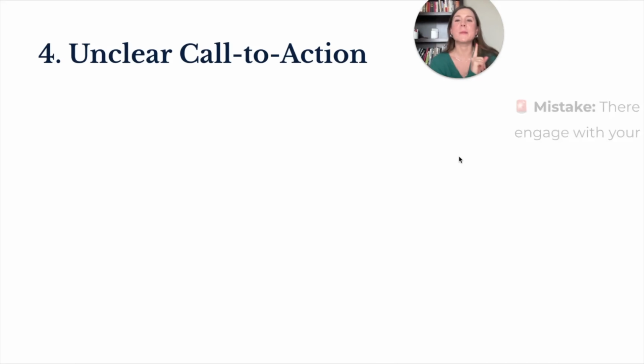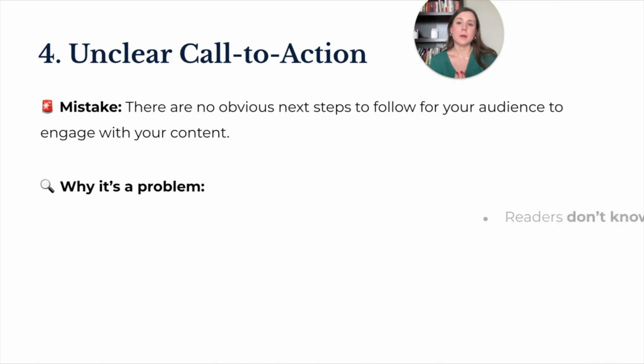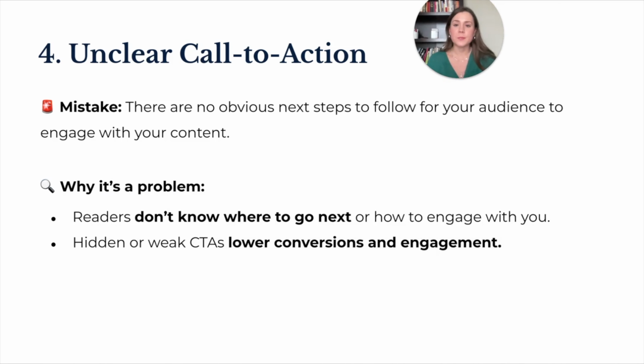Okay, design mistake number 4, unclear call to action. This is when there are no obvious next steps to follow for your audience to engage with your content. Why is this a problem? When we don't have clear CTAs, readers don't know where to go next or how to engage with you on your site. Hidden or weak CTAs lower conversions and site engagement. So when we're designing content sections on our pages, we want to make sure that we are designing really efficient CTAs that are very obvious to our readers and navigate them successfully throughout our site.